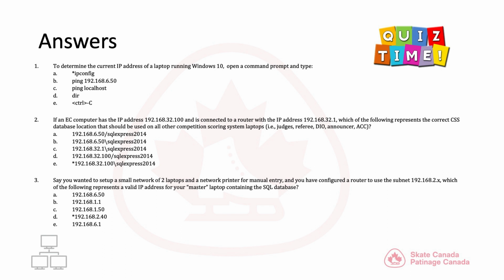Okay, question number 3 presents you with a router that has been configured to a particular subnet, 192.168.2, and then it asks you to set up a valid static IP address for your master laptop. So the correct answer here is D. All but one of these IP addresses actually use an incorrect subnet. So option D is the only one that uses a subnet of 2.